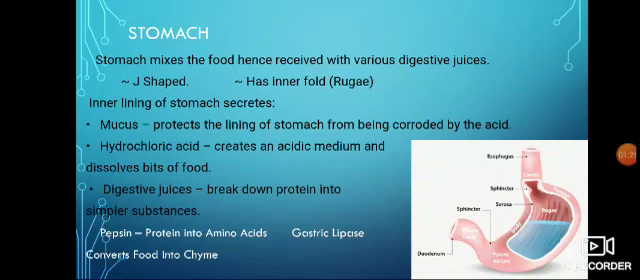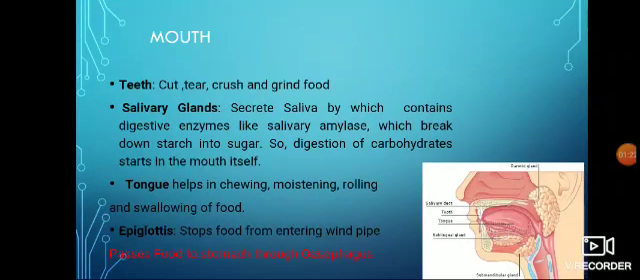So first is the mouth. When we take food into our mouth, it is crushed, cut, and torn by teeth and converted into some form of paste. Salivary glands, which are present below the tongue, secrete salivary amylase. This saliva, which contains salivary amylase, reduces carbohydrates into sugars. So digestion of carbohydrates starts from the mouth itself.